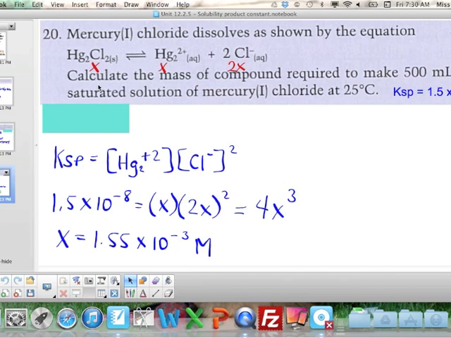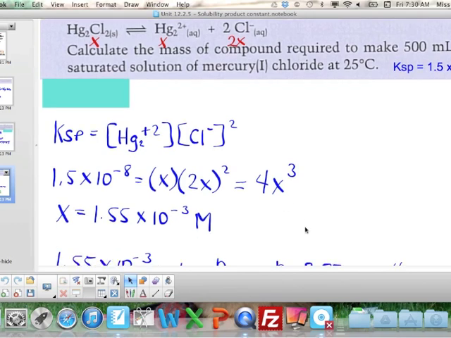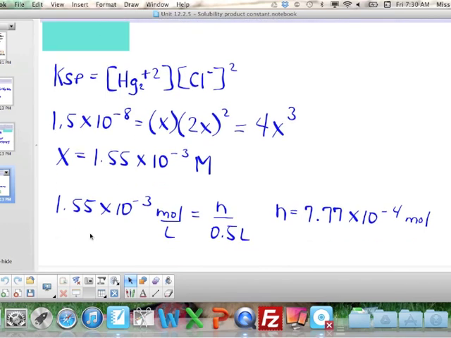Now, if we refer back to the question, it says calculate the mass of compound required to make 500 ml of the solution. So I have my molar concentration, but they only want 500 ml. So let me do a little bit of conversion. First of all, I'm going to find how many moles I have when I have this concentration. So I found that I have 7.77 times 10 to the negative 4 mole if I have 0.5 liters rather than 1 liter. So again, they're asking for half a liter. They're asking for 500 ml. So if this is the amount of mole for 1 liter, I have this amount of moles for half a liter.